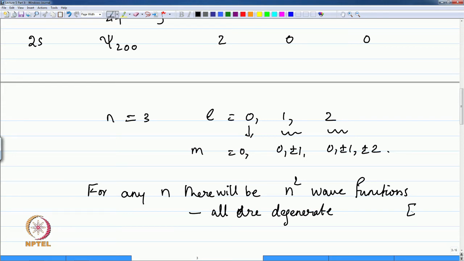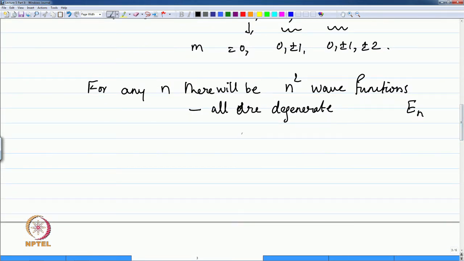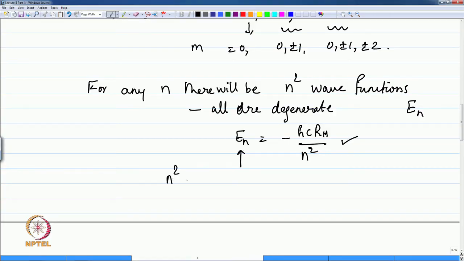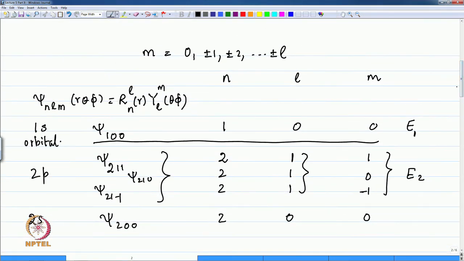They all have the same energy according to the standard formula, E n equal to minus h c R, the Rydberg constant, divided by n square, where h is the Planck's constant and c is the speed of light. This is something you are familiar with from Bohr's model, and the Schrodinger equation gives exactly this as the solution, except that it has n square degeneracy for every n, and the wave functions are given according to this particular format.